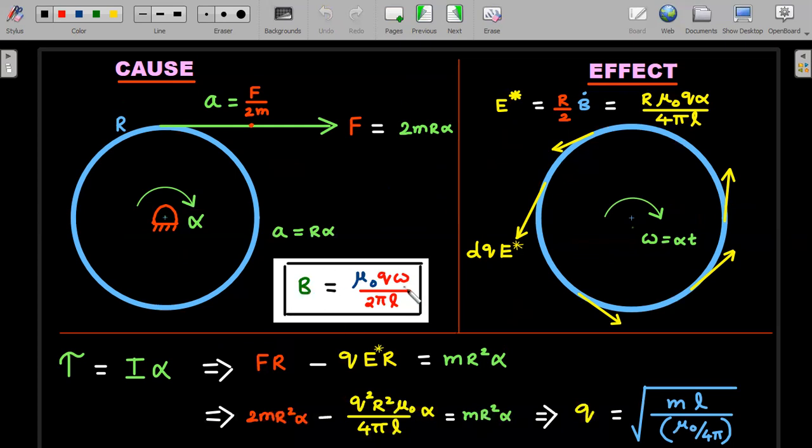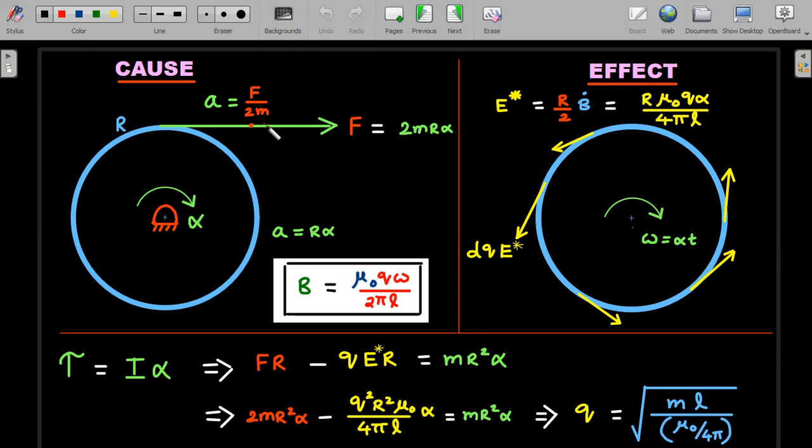Now this B was supposedly a function of omega. Rest of the things are all constant. Since omega is going to be alpha times t, it will be an increasing function. Because of that, there will be a time varying magnetic field, and that causes an effect. And that effect, based on Lenz's law, you should all be able to visualize that it will be an opposing effect.